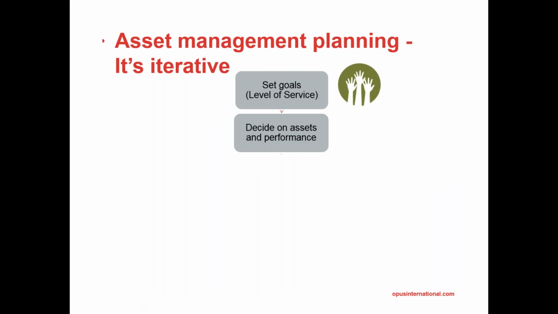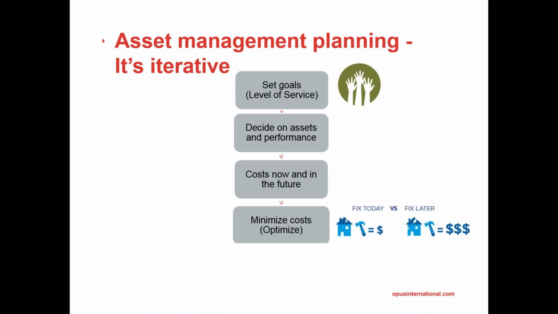If I take the overall, it's kind of an iterative process here. The first thing you do is set some goals. You decide what those assets are going to be that will help you achieve those goals and how they have to perform in order to do that. You figure out what the costs are now and in the future. You figure out how to minimize those costs, so optimizing.